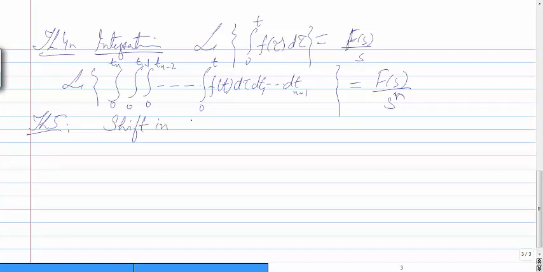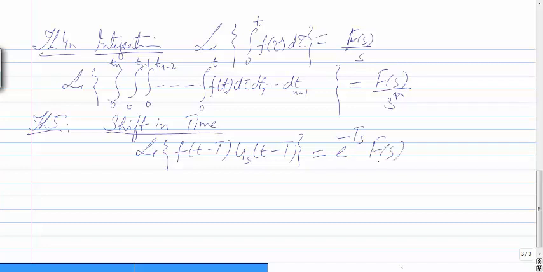Shift in time, this is a very important theorem. So for shift in time, for example, if you take the Laplace transform of your system, f of t minus capital T, u of t minus capital T, in that case it's simply equal to an exponential shift in the frequency domain or Laplace domain. Okay, so this is what we have now.